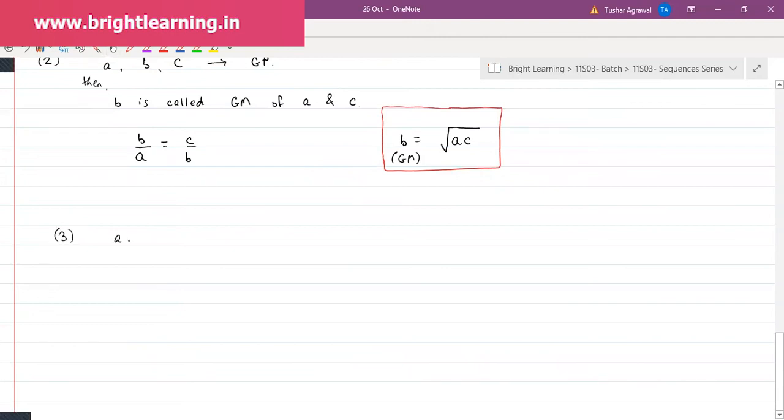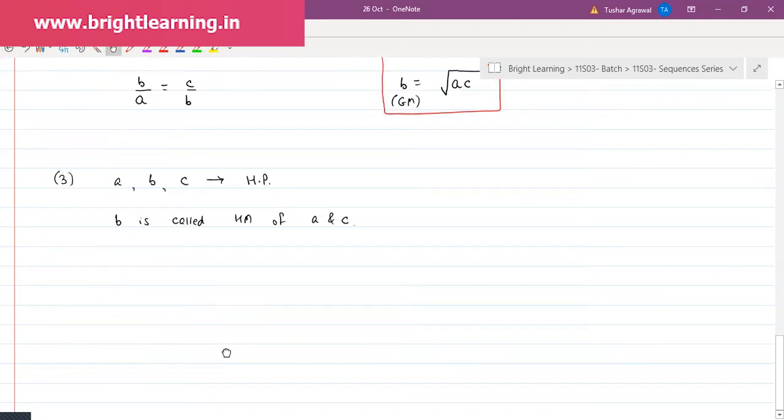And third, A, B, C are in HP. So, sir, what will be then? B is called the harmonic mean of A and C. So, how to calculate B?